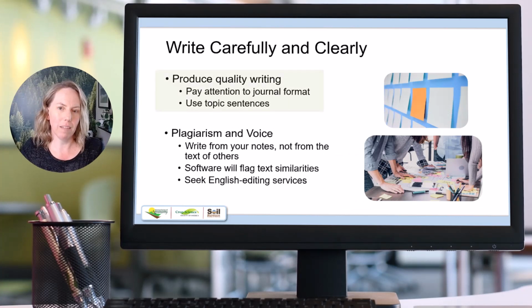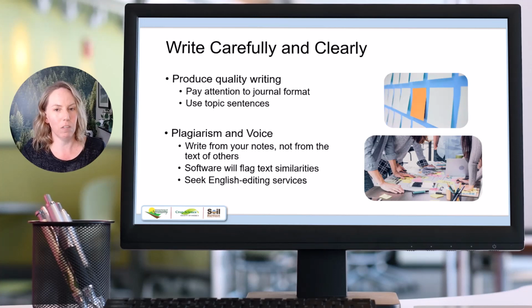As you're writing, pay attention to the format, because even good writing presented poorly can confuse your reader. You'll want to write quality topic sentences. One tip is to pause and ask yourself, well, what am I trying to say here? And then use that for the topic sentence. Another important part of writing well is to use your voice. Write from your notes, not from the text of others. Use note cards or an outline to order your ideas, and then go back to those papers for the details, but don't use their phrasing.